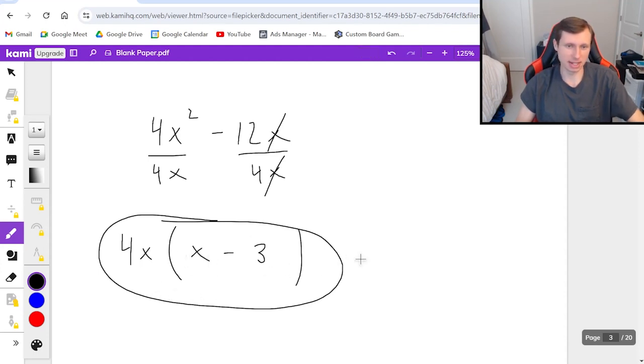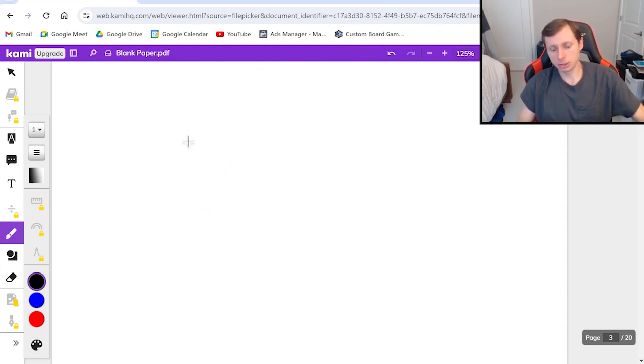4x times x minus 3. Now the next one's going to be tricky, so I'm going to help you with this next one. It's x cubed plus x to the 5th. And yes, we can factor this.